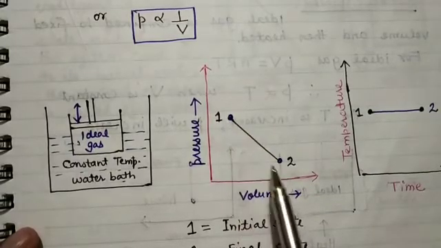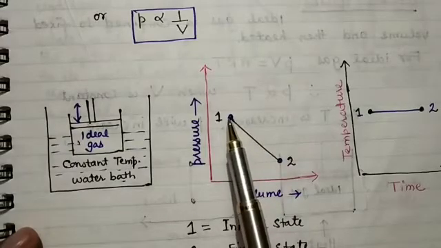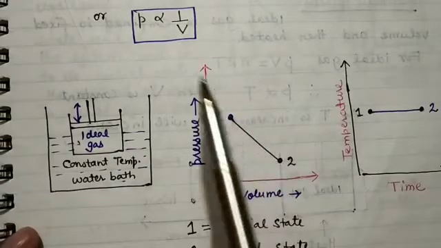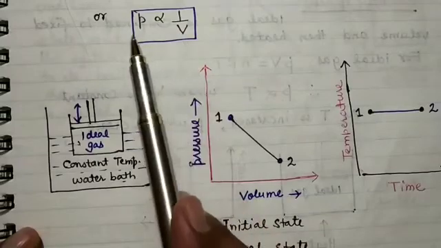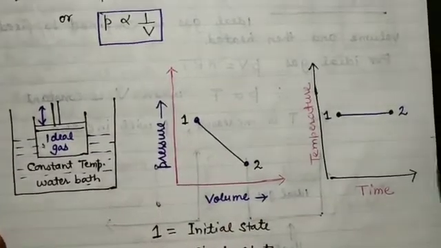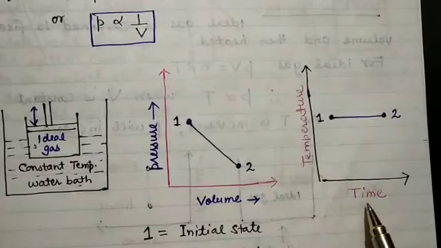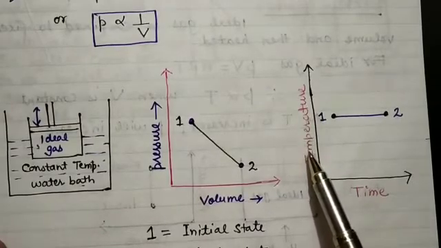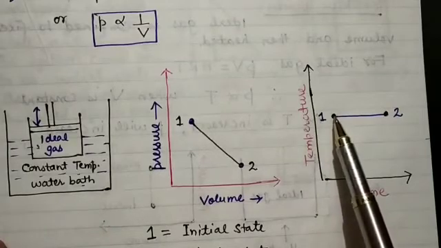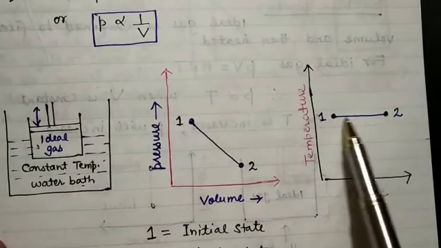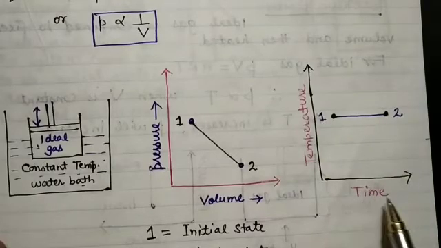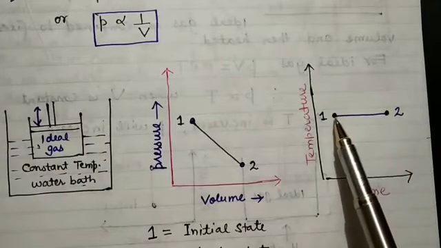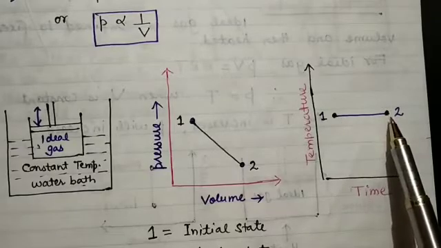Here you will see that the pressure decreases and accordingly the volume increases, from the expression that P is inversely proportional to V. As the pressure increases, volume decreases. And if we compare it with time and temperature, you will see that on increasing time there is no change in the temperature. The initial state temperature and the final state temperature remain the same no matter how you increase or decrease the time, because the process is isothermal. Throughout the process the temperature remains constant. That's why the initial state and final state have the same temperature.